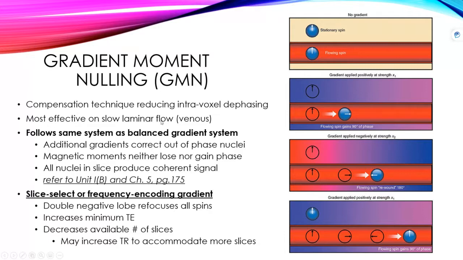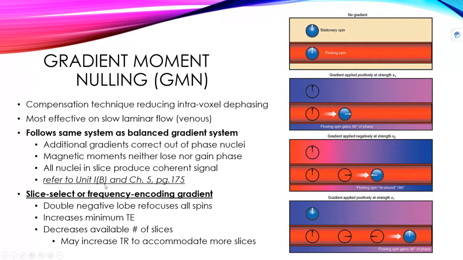That's about one of the only structures or vasculatures in your body that will have laminar flow. So anytime you hear laminar flow, just think venous, veins, inferior vena cava, you know, all the different venous flow that's in the body. That's what laminar flow is. So the gradient moment nulling technique is just like the balanced gradient system that we have talked about before.